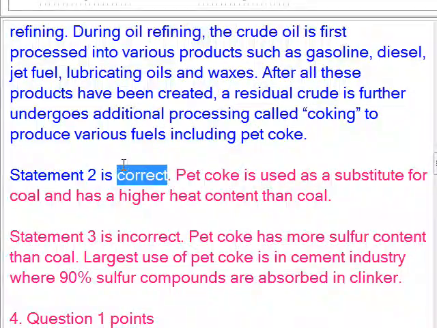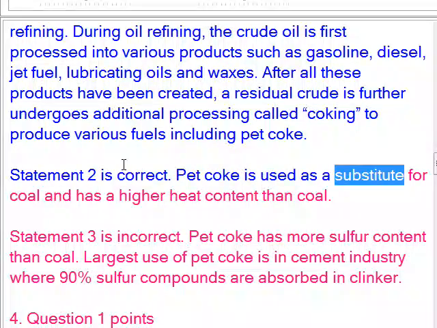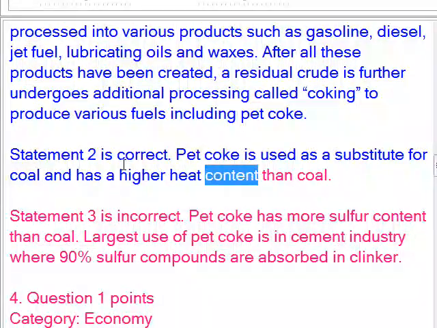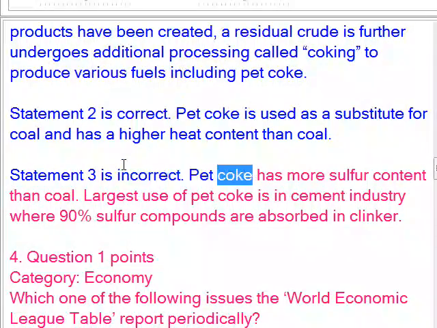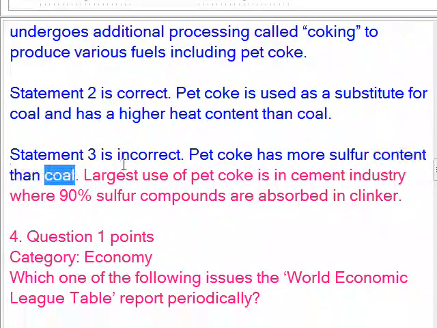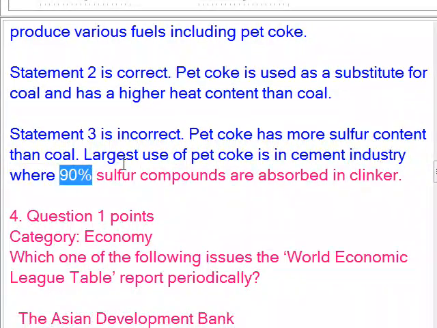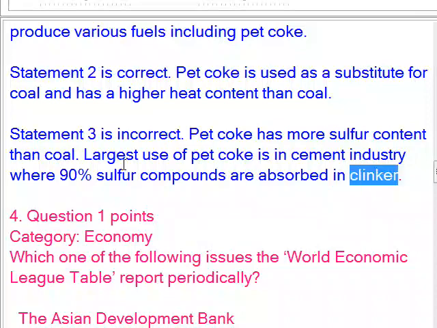Statement 2 is correct. Pet coke is used as a substitute for coal and has a higher heat content than coal. Statement 3 is incorrect. Pet coke has more sulfur content than coal. Largest use of pet coke is in cement industry where 90% sulfur compounds are absorbed in clinker.